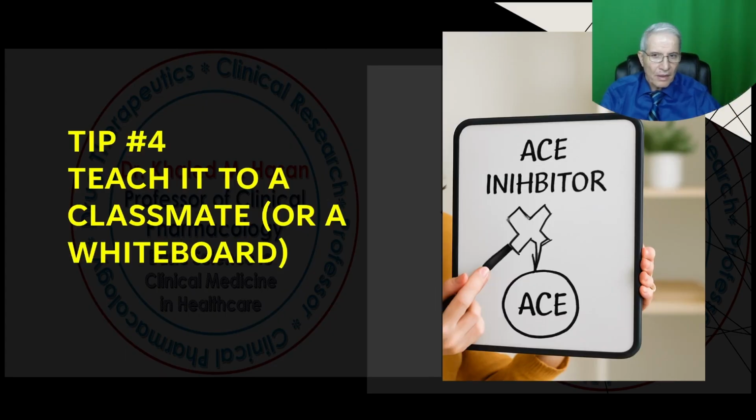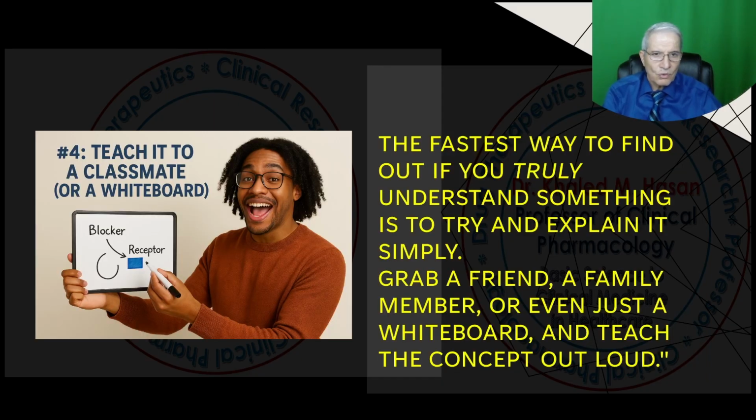Okay, moving to tip number 4. As you can see here, the best way, and it is highly recommended, is to teach what you learn in the classroom to your classmates, to the family, or use your whiteboard, writing it down. This may engage your tactile, your touch sensation. The fastest way to find out if you truly understand something is to try to explain it simply. Maybe get a friend, a family member, or even just use a whiteboard to explain to yourself and teach the concept out loud. Speak it loudly.